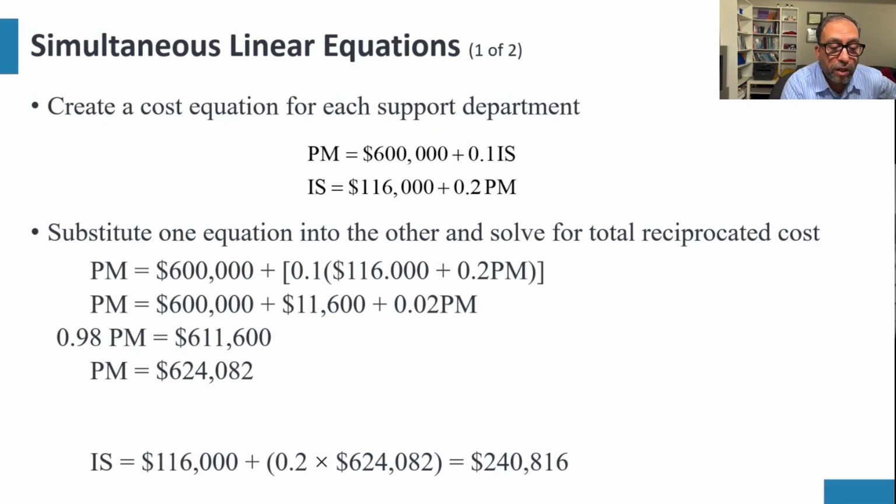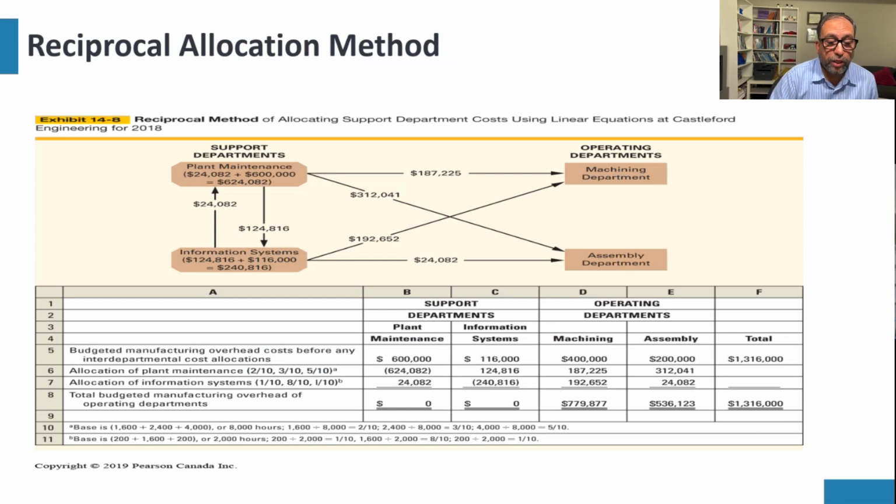If you plug this whole equation in place of IS, we can write 600,000 plus 0.1 times this whole part in place of IS. Now we can solve it for PM, and we see here the solution for PM: the total cost of PM is 624,000. Similarly, we can plug this PM cost in to get 240,816, which is the total cost of IS.